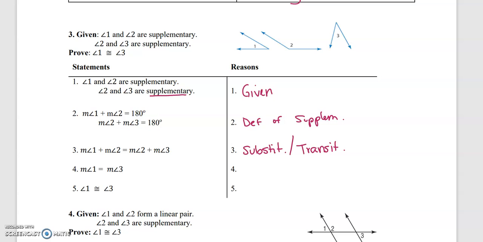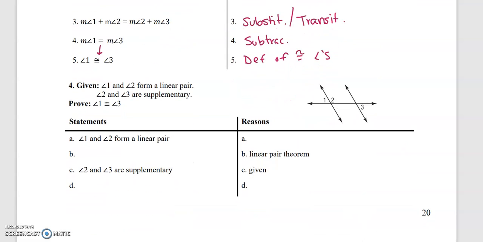Besides transitive, next we're getting rid of the measure of angle 2 on both sides. So we're using subtraction; they're just subtracting the same thing from both sides. So subtraction property. And then if it is equal, then it is congruent: definition of congruent angles, if you want to be specific. Again, try that last one if you'd like to, and then push play to check when you're ready, or follow along.